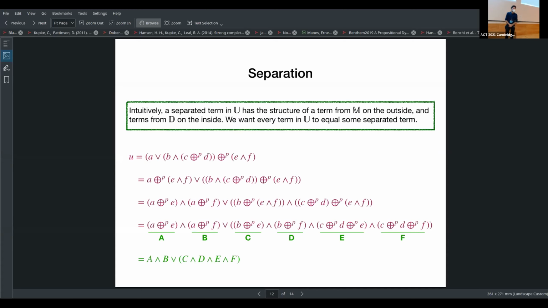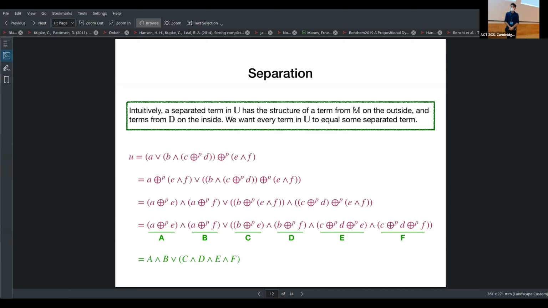So, okay, I'll give you some intuition for what separation is. I won't give you the full definition, but the idea is that to have a separated term, you can write any term in your algebraic theory out as something that has the structure of M on the outside and the structure of D on the inside. Maybe this will be more clear if I go through an example.